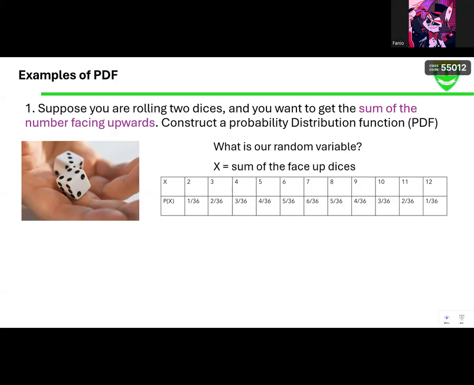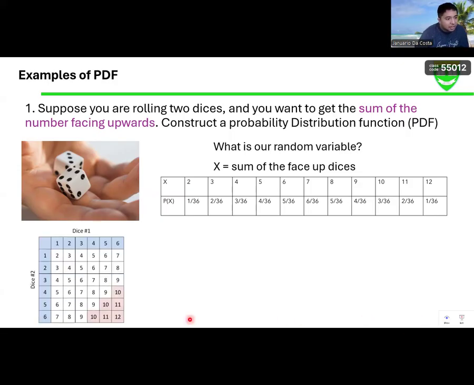The sum of the faced up dice, the summation, the sum of the dice that faced up. Now, what are all the possible outcomes of that? The possibility is this. Die 1 can be 1, die 2 can be 1 also, so the sum of that can be 2. Or die 1 can be 6, and die 2 can be 3, and the sum of that is 9.